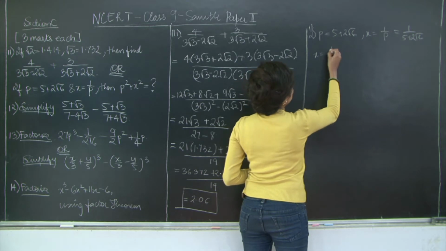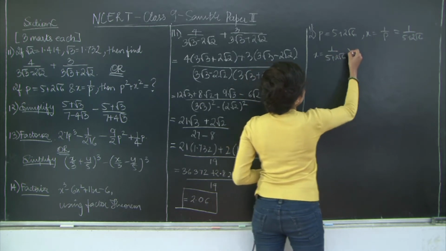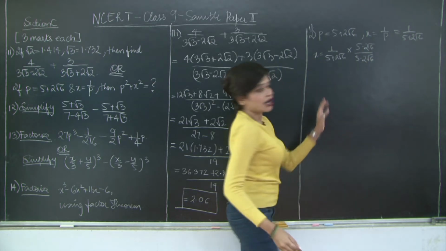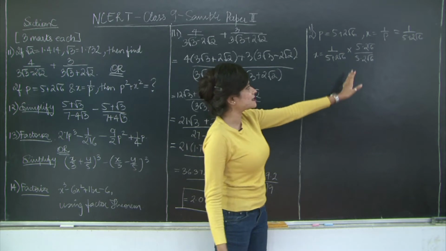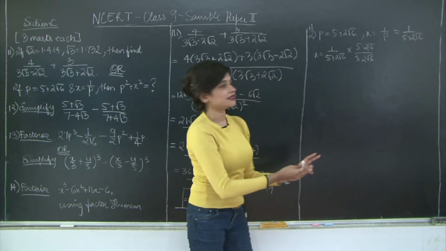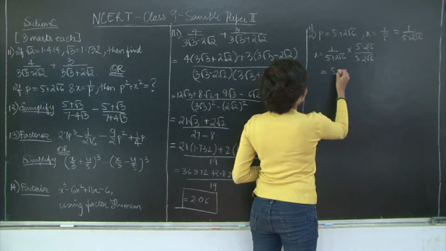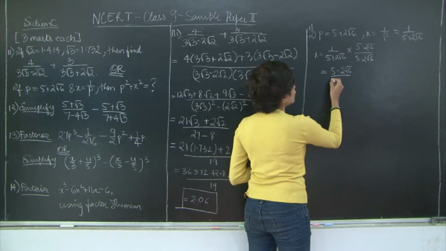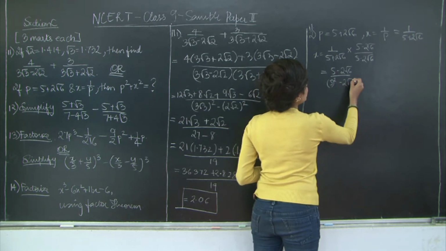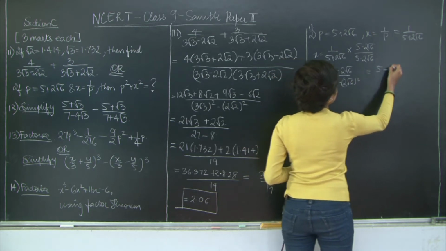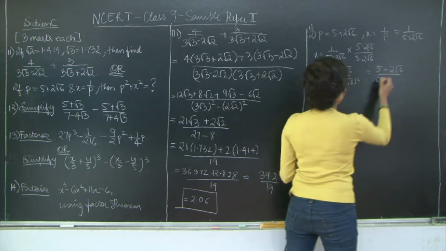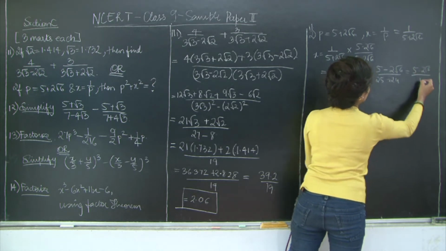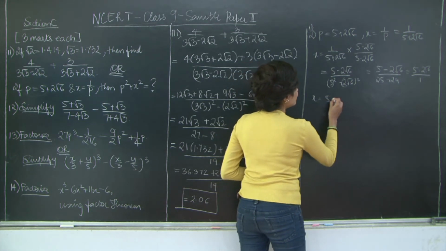So therefore x is going to be equal to 1 upon 5 plus 2 root 6 into 5 minus 2 root 6 upon 5 minus 2 root 6. So what we are doing is we are multiplying and dividing the number on the right hand side with its conjugate that will help us to rationalize, right? So this will be 5 minus 2 root 6 upon, now this is a plus b into a minus b, which is going to be a square minus b square. So this will be 5 minus 2 root 6 upon 5 square minus 2 root 6 the whole square, which is 25 minus 4 into 6, which is 24. So this is going to be 5 minus 2 root 6 upon 1, which is 5 minus 2 root 6. So x is equal to 5 minus 2 root 6.